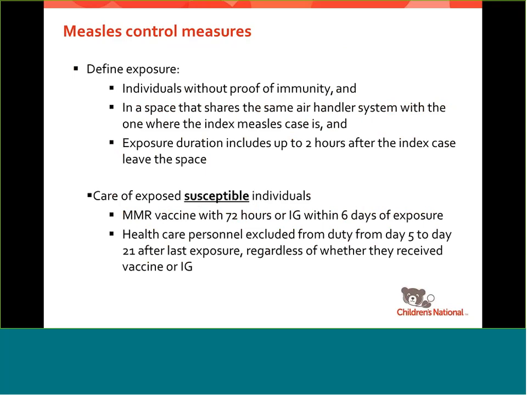And then for care of exposed susceptible individuals, MMR vaccine is very helpful if we give it within 72 hours after the exposure, or if we give immunoglobulin within 6 days after the exposure. Typically, we only recommend immunoglobulin either for pregnant women that don't have evidence of measles immunity or for severely immunocompromised hosts. It's not recommended for even household individuals or close contacts that have received a dose of the vaccine at 12 months or older.